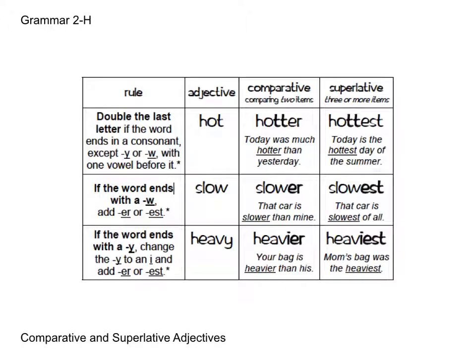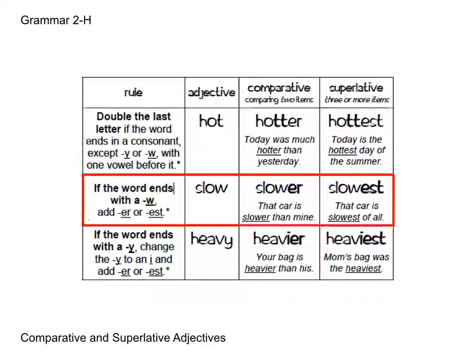So let's read through the rules presented in this book. We have: double the last letter if the word ends in a consonant except Y or W with one vowel before it. So an example of this would be hot. We have it ending in a consonant, T, and O comes before it, the vowel. So we have the comparative form, which is hotter, and the superlative form, which is hottest.